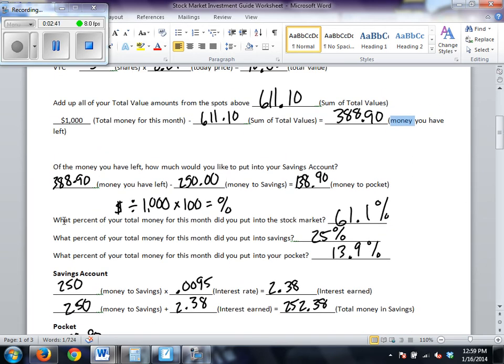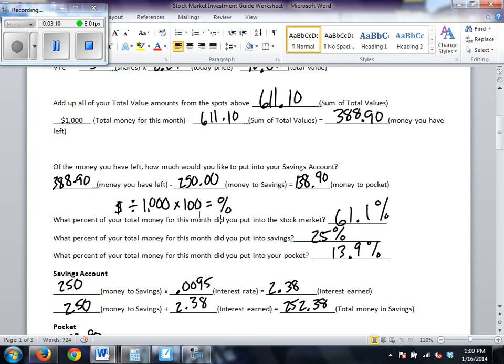All right, now it says, what percent of your total money for this month did you put in the stock market? So this is kind of just, you know, a math question part of this project. Obviously this is math class, so we're going to do some extra math problems. All right, so what I have to do is I have to take my money, I have to divide it by my total money, which is $1,000 this month. Then I got to multiply it by 100, and that'll make it a percent. Okay? It'll move the decimal 2 places to the right.